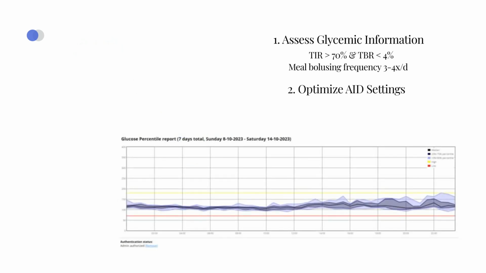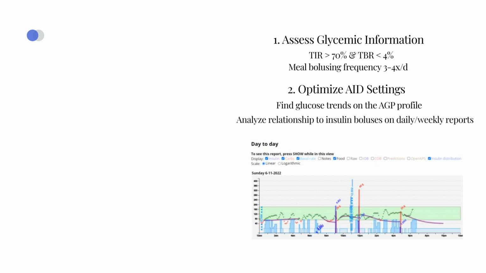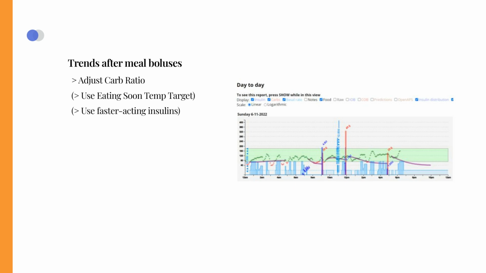2. Optimize AID settings. Analyze the ambulatory glucose profile to identify trends of hypo or hyperglycemia. If you spot trends, try to find out on the daily reports if these are related to meal boluses. For trends related to meal boluses, assess factors such as timing, carbohydrate counting, and consider adjusting the carbohydrate ratio. If postprandial hyperglycemia is an issue, also consider using the Eating Soon target before meals. You can also explore the option of faster-acting insulins like Fiasp or Lyumjev.